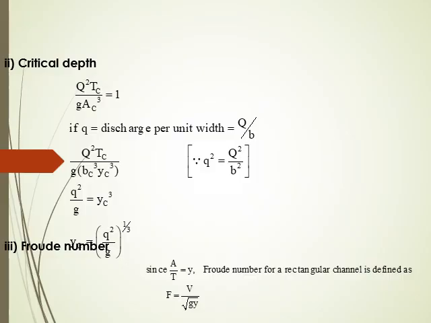We know that the Froude number Fr is equal to V by square root of g y. So this is all about the discharge and specific energy equations for open channel. We will discuss the remaining specific energy equations with respect to problems and other things in the next session. Thank you.